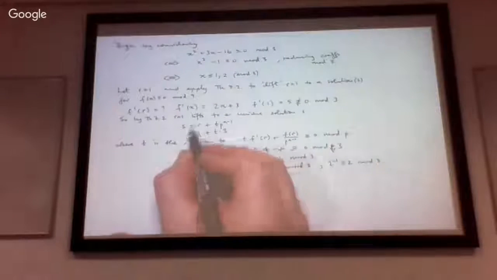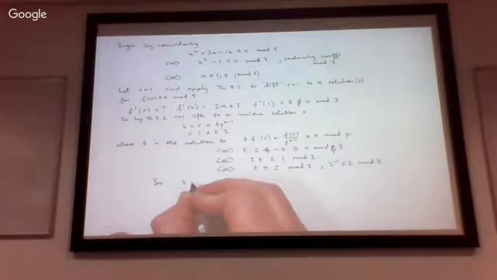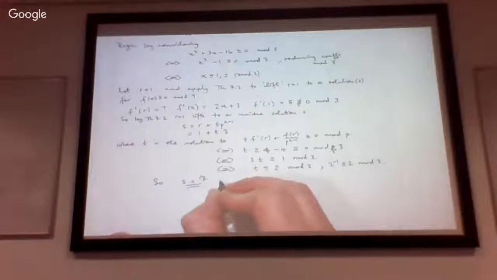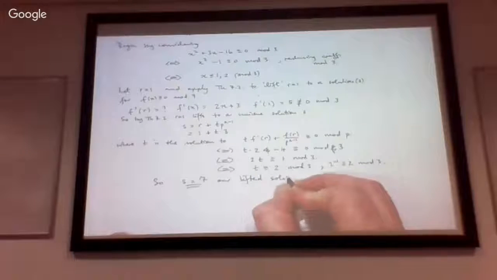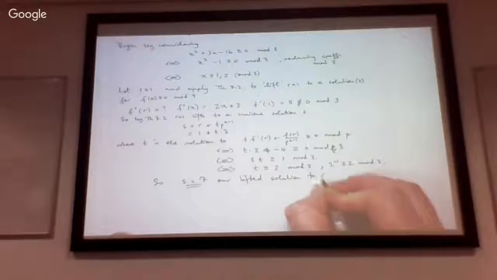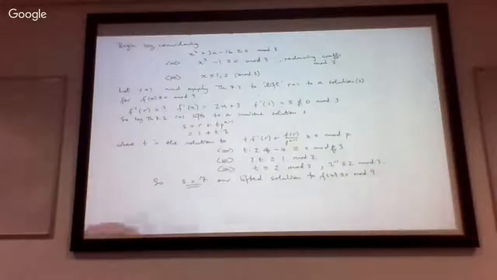So what's my s? Go back to my s here. My s is 1 plus 2 times 3. So s is equal to 7. This is our lifted solution to the polynomial congruent to 0 modulo 9.